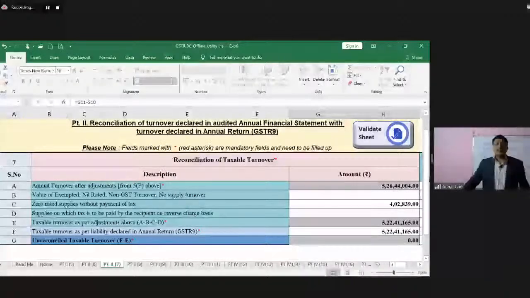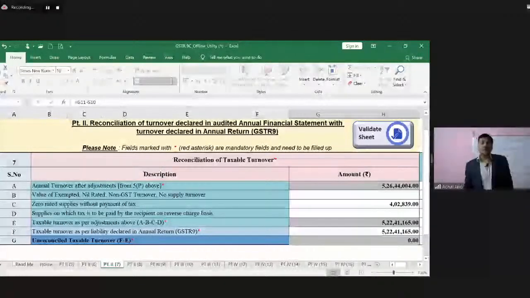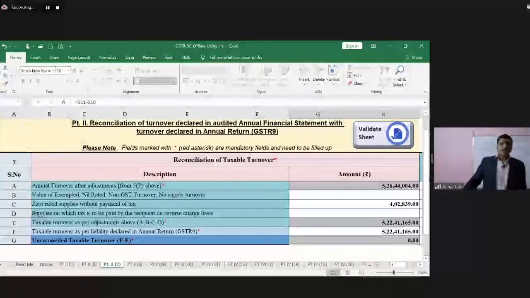Then it says, were there any exempted, nil rated, non-GST turnover? If it is some amount, that is required to be captured over here. Then it says, were there any zero rated supplies without payment of tax? If that is the case, the amount will be reported. For example, it was 4,02,839. Similarly, all of these items will have to be captured over here. And all of these items which are forming part of the annual turnover, even after adjustments, will then be further reduced.